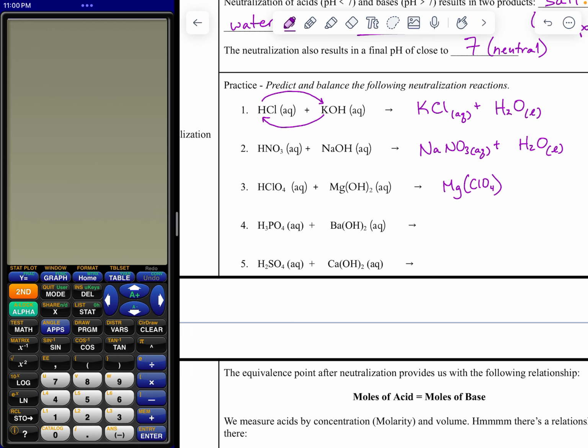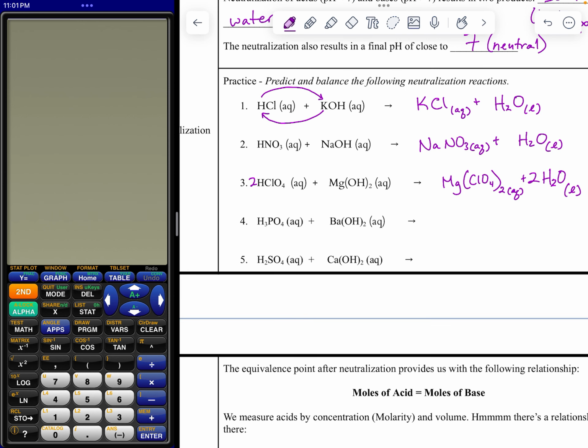chlorate ion, we end up having to balance out those charges. So, yep, you have to remember that you have to balance all the charges. And, of course, balance your equations when necessary. So we put a 2 here, which is going to cause us to put a 2 there as well.